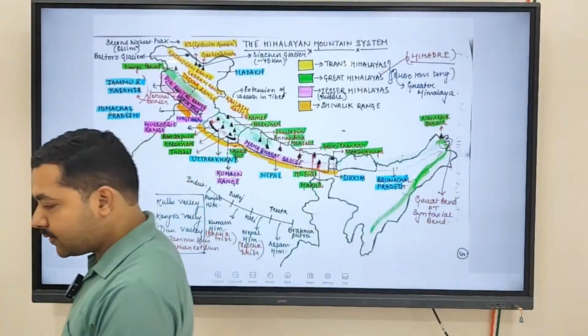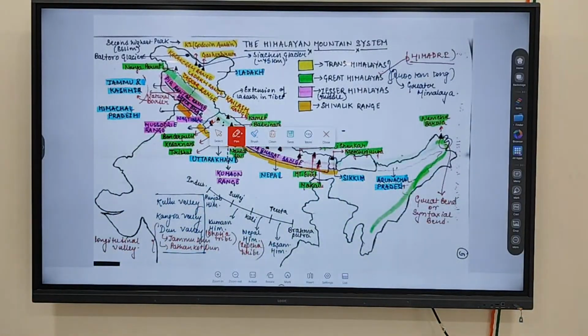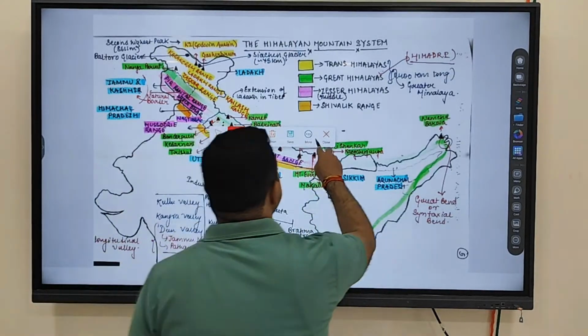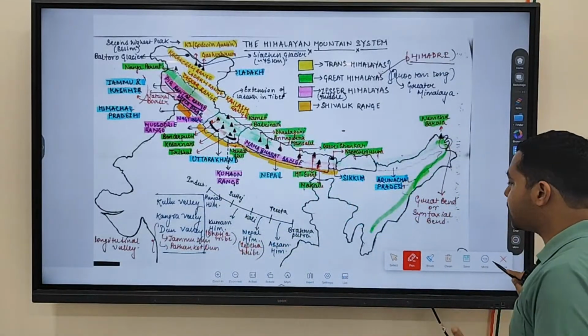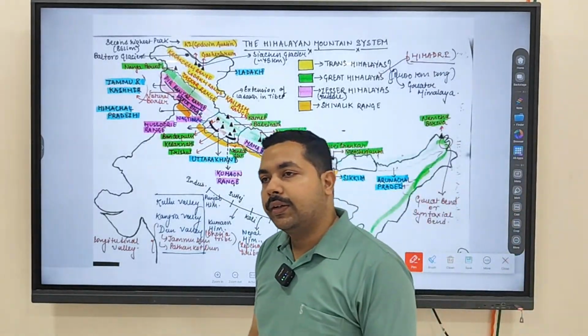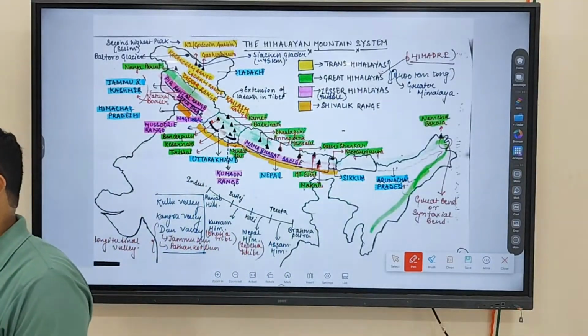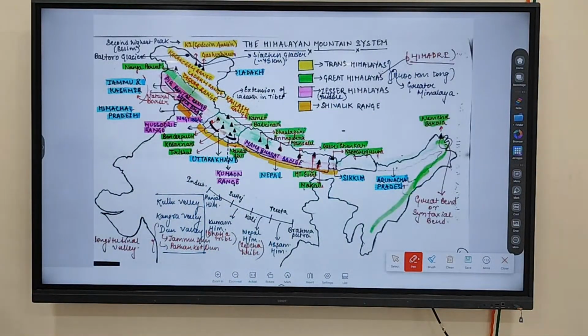So in the last class, we started with the concept of physiography of India, and we discussed that physiography of India is divided into 6 main parts. What are the 6 main parts? Coastal plain, desert, and island. Okay, so those are the things we have covered.